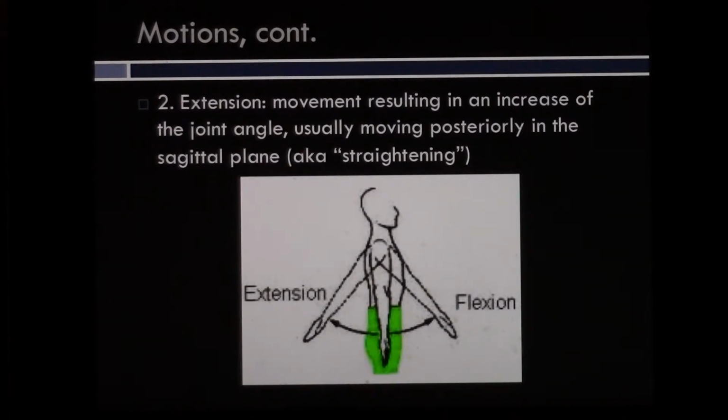But at the shoulder, what is straightening your shoulder? Nobody would really know what you're talking about. But that's what it is. It's just bringing your arm back down next to your body. If it were out front, it's straight out in front of you. Okay, so that's extension. Let's move on.